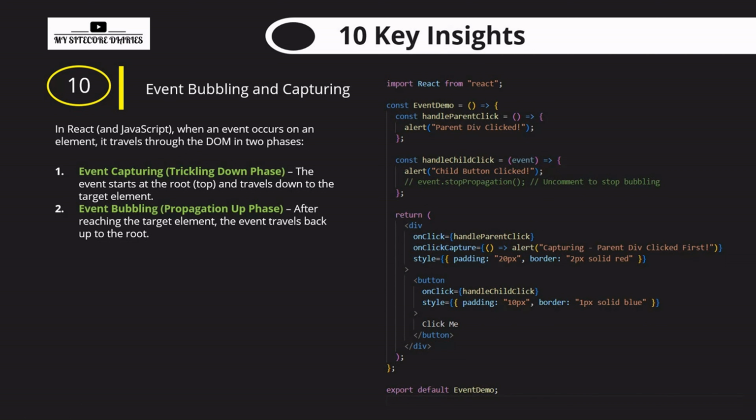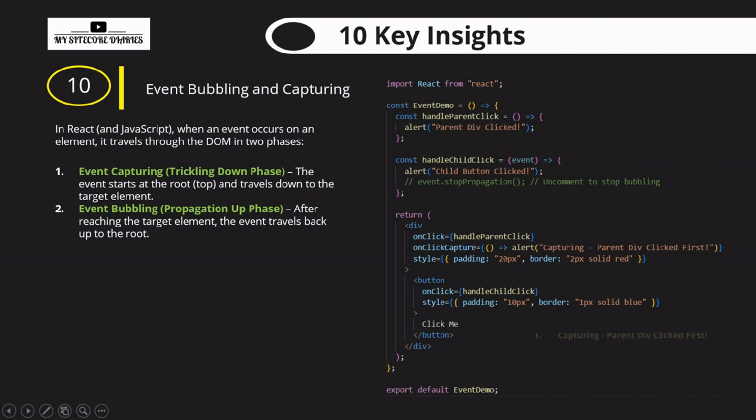Normally, clicking the button first triggers the button events and then the parent events. Using event.stopPropagation, we can prevent the parent's event from firing. Event capturing is useful when we want parent elements to handle events before the child, and in React we can achieve this with onClickCapture instead of onClick.